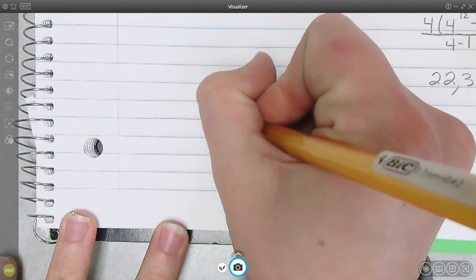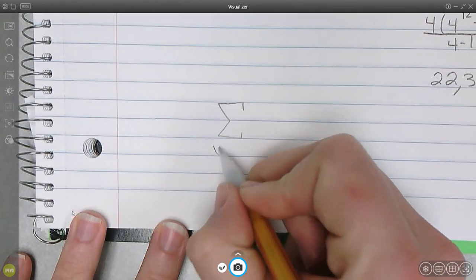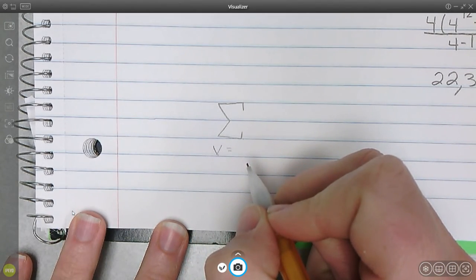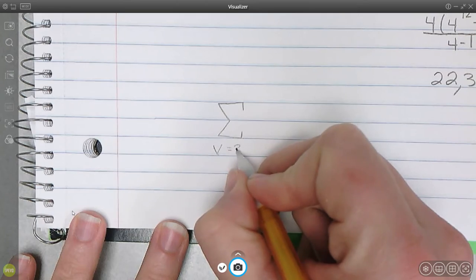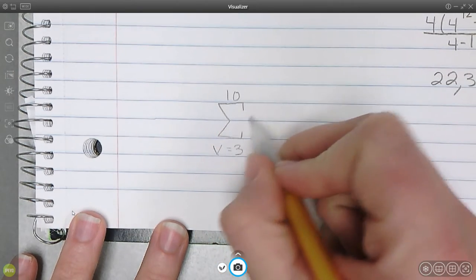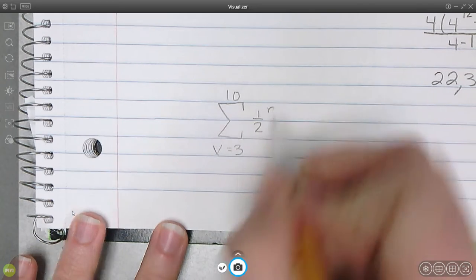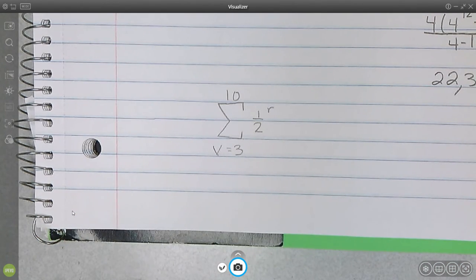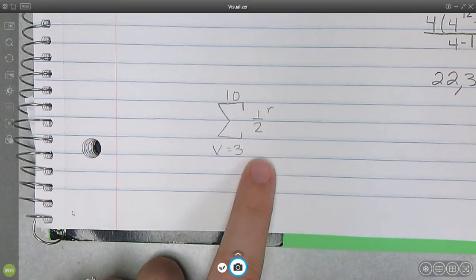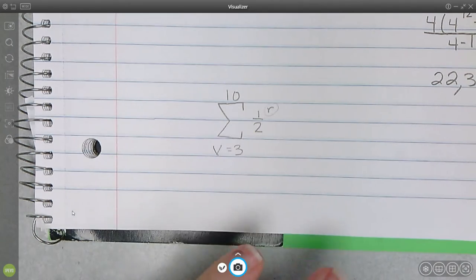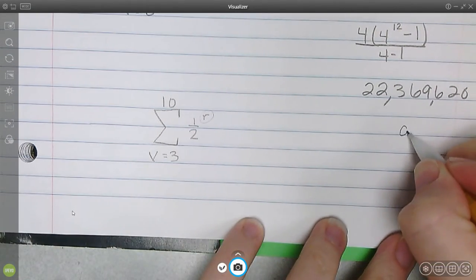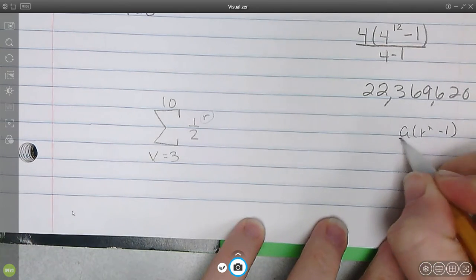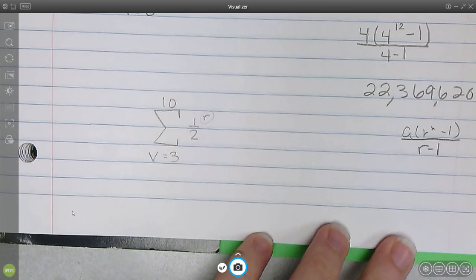Okay, we'll do one more. Let's say we have x equals 3, and we'll put a 10 up here. Let's say we have 1/2 to the power of r. This time we have a variable in our exponent, so that means you're going to be multiplying, which means it's geometric. So we're going to use a times r to the n minus 1, over r minus 1.